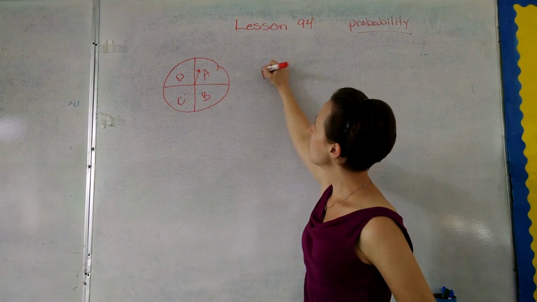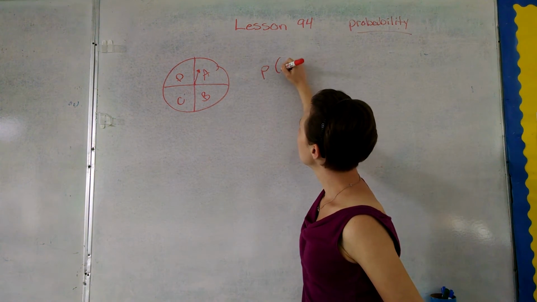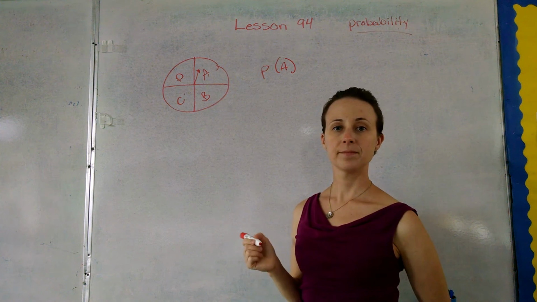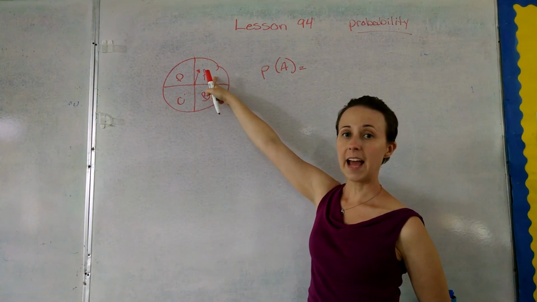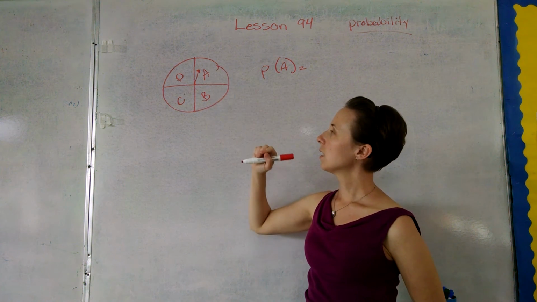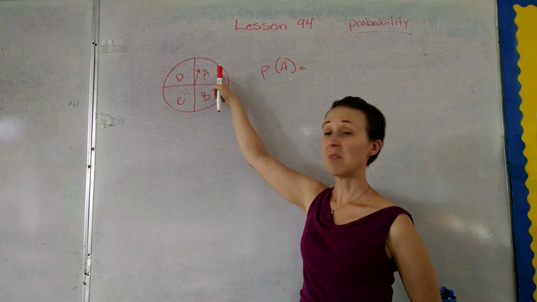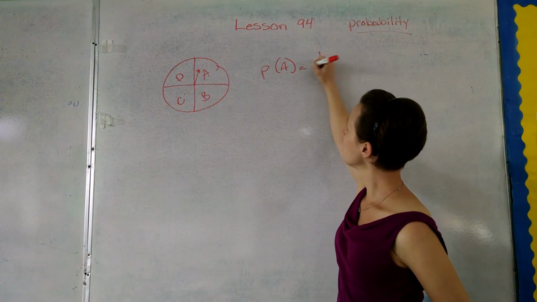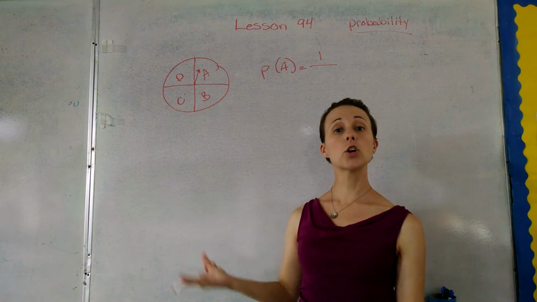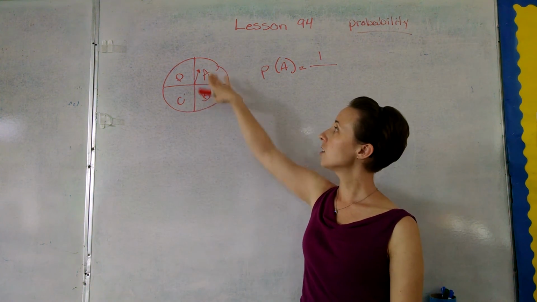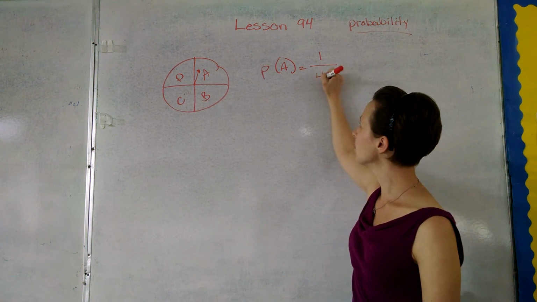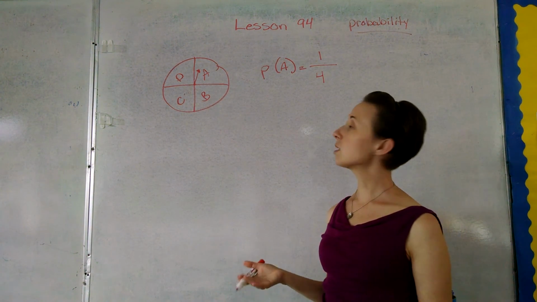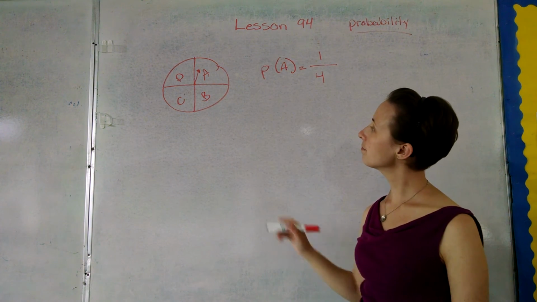What would the probability be that I would spin an A? Well, probability is what I want to happen, A. How many A's do I have? I have 1. Over the number of things that could happen. There are 1, 2, 3, 4 things that could happen. 4. So the probability that I will spin an A is 1/4.